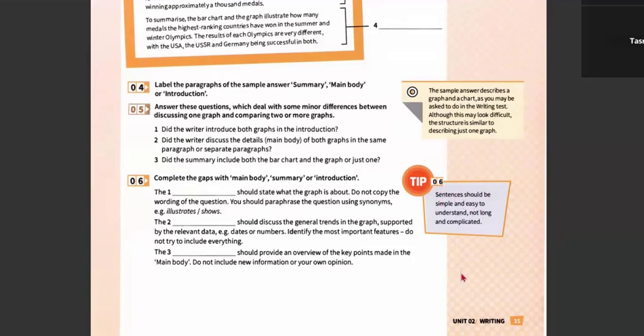Tip number six is given here. Sentences should be simple and easy to understand, not long and complicated. This is very important. Many students think that if I make the sentence a bit complex and prolong it a bit, whoever is checking will give me more marks, seeing that I have a long sentence and there are many words. But that is actually wrong.